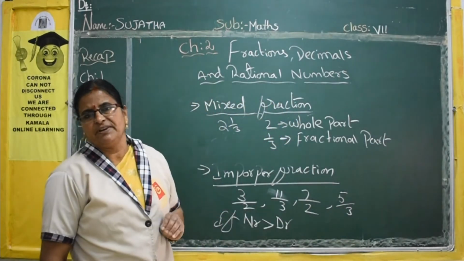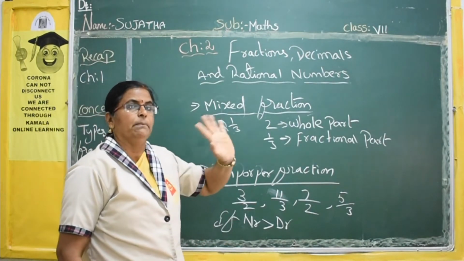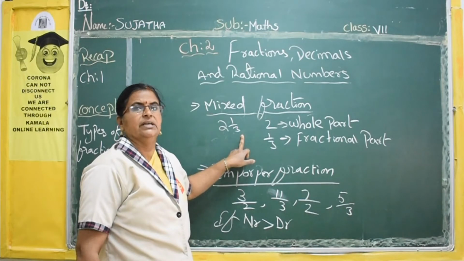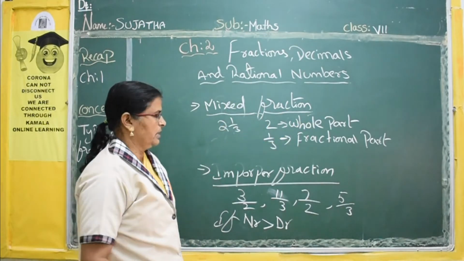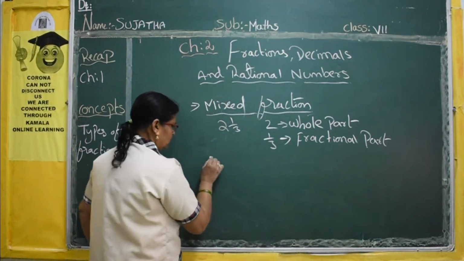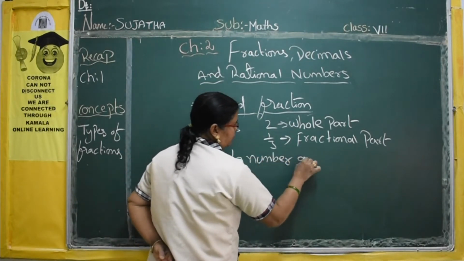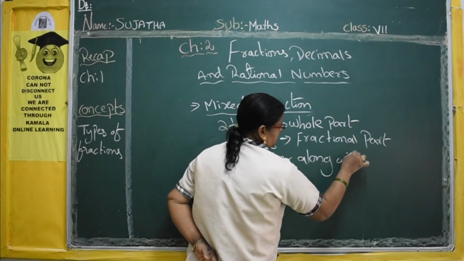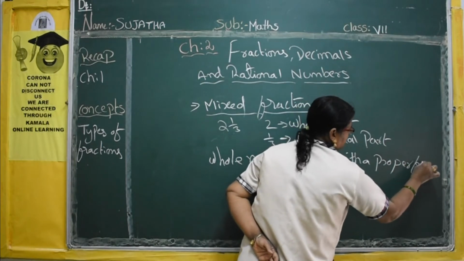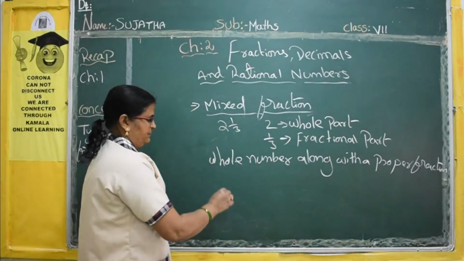So mixed fraction means it compulsorily should contain a whole number along with a proper fraction, not improper. Whole number along with a proper fraction is called mixed fraction. Okay. Whole number along with a proper fraction.